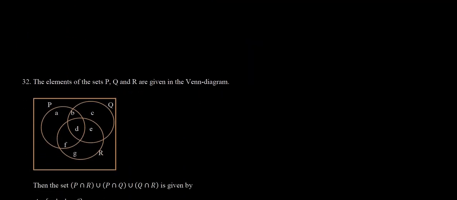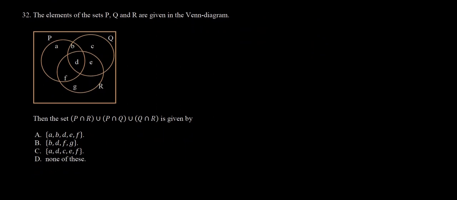So let us begin with our question number 32, which is the first question in our data interpretation section. So here we will solve the data interpretation section, starting with question number 32. Question 32 says the elements of the sets P, Q, R are given in the Venn diagram. So here you can see we have a Venn diagram PQR and we have elements such as A, B, C, D, E, F and G.